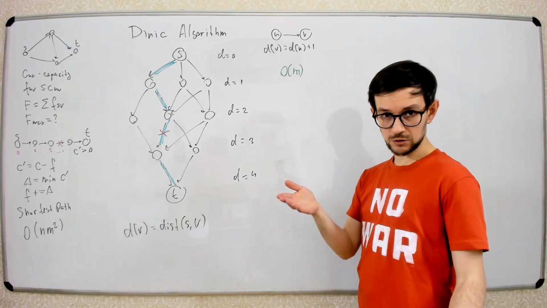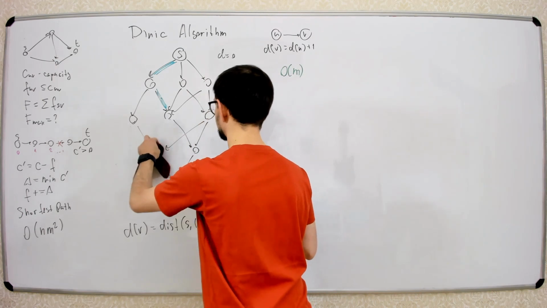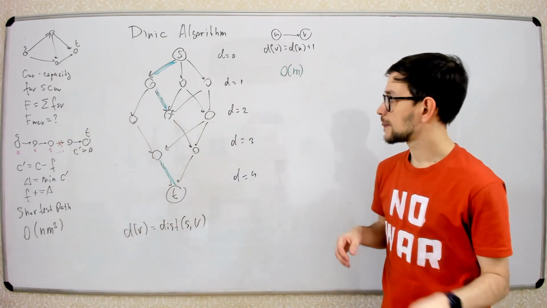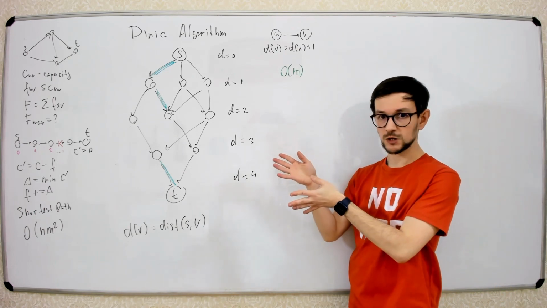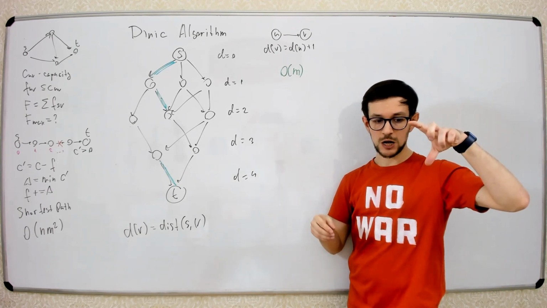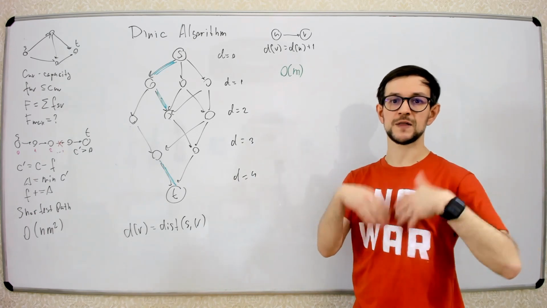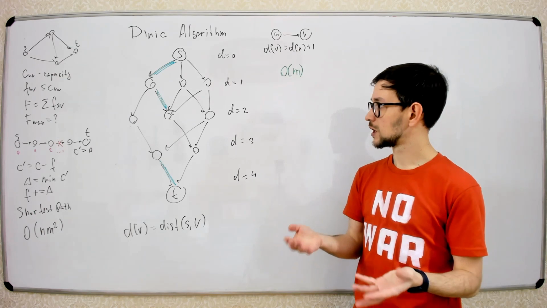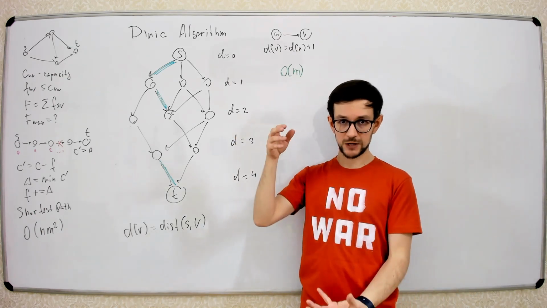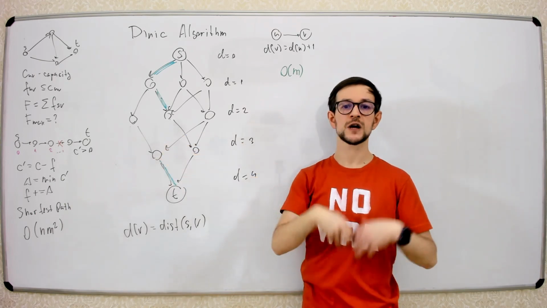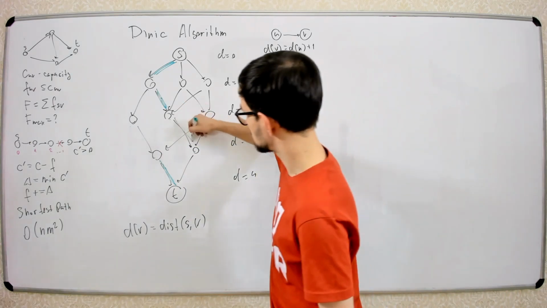So we remove this edge and continue with the same layered network. So we remove only one edge and then continue with the remaining network, trying to find another augmenting path. So we don't rebuild this network. We just take the same network, remove one edge, and then continue the same process. So we try to find another shortest path like this.